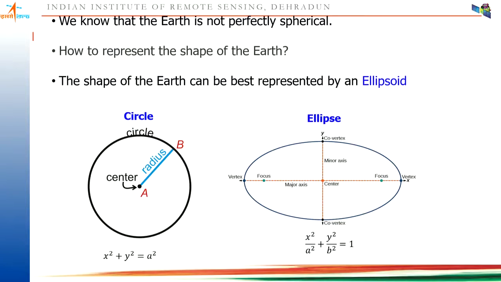So now further we will go. We know that the Earth is not perfectly spherical. As I told you, the difference between the radii, 6378.136 for the equatorial radius and 6356 for the polar radius, is around 22 km. So it is not perfectly a sphere. So how do we represent the shape of the Earth? The shape of the Earth can best be represented by an ellipsoid. So the question comes, what is an ellipsoid?